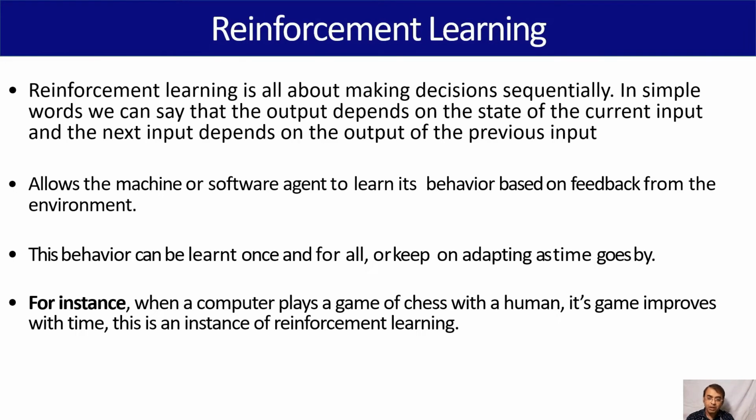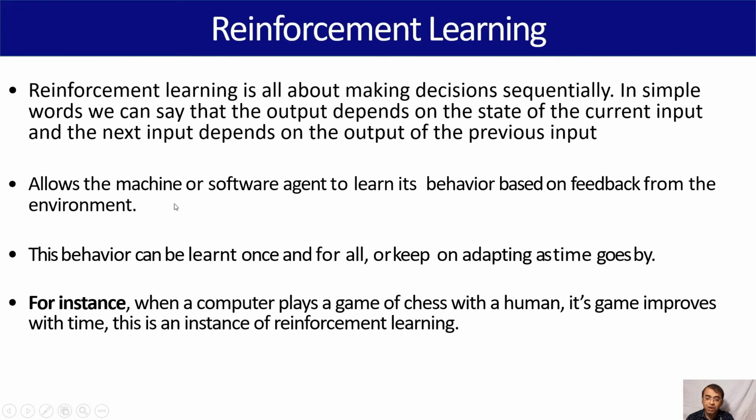Reinforcement learning. In this kind of learning, input depends on previous output. The machine will learn from experience. Reinforcement learning is all about making decisions sequentially. In simple words, we can say that the output depends on the state of the current input and the next input depends on the output of the previous input.